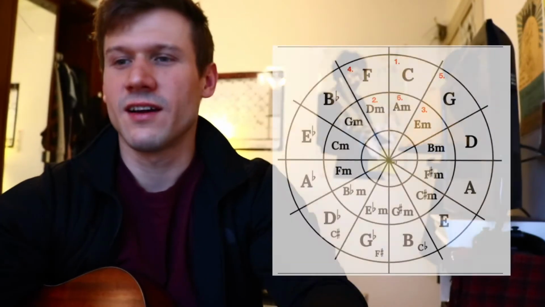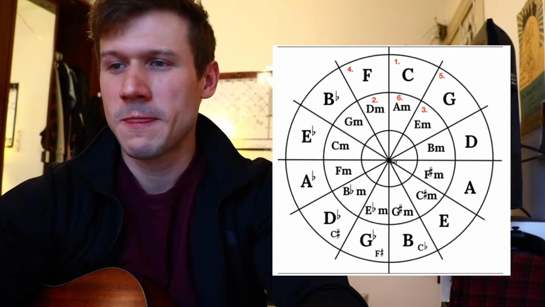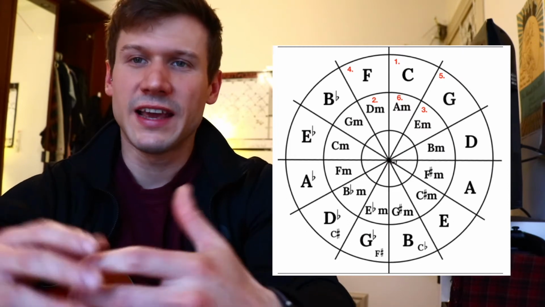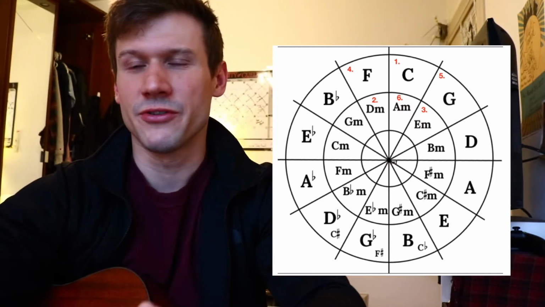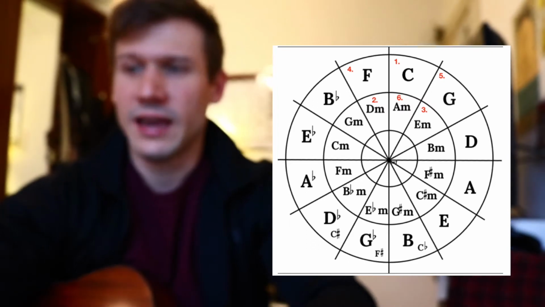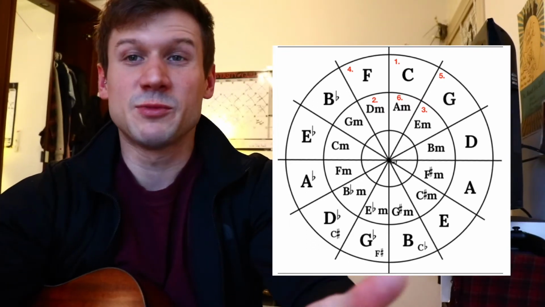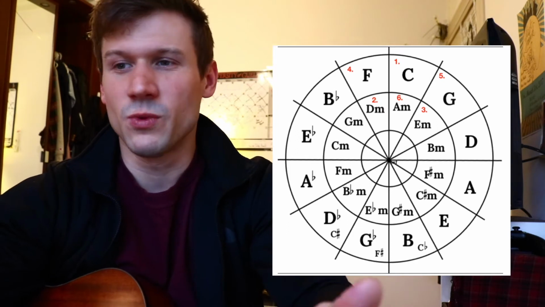Okay, now that we've figured out our C major scale and the chords that we're allowed to use within it, let's take a look at this on the circle of keys. So here we can see that the major chords are on the outside of the circle and the minor chords are on the inside of the circle. And in red we can see the numbers, and these numbers basically represent which note this was in the scale.